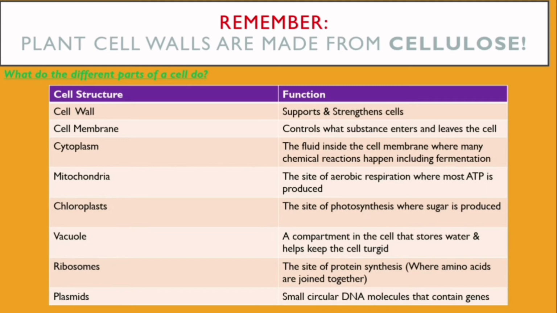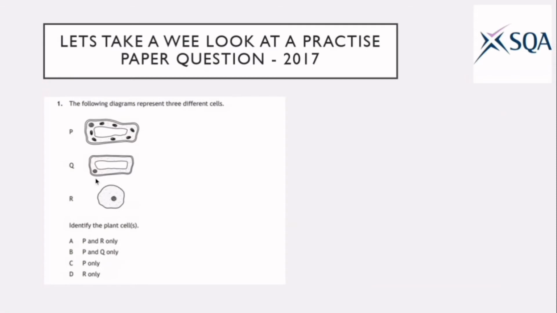The vacuole is a compartment in the cell that stores water and helps keep the cell turgid. Ribosomes are the site of protein synthesis. This is where amino acids are joined together. Plasmids are small circular DNA molecules that contain genes. Let's take a little look at a few practice paper questions. I've got 3 for us to have a look at. It's important when we do a practice paper that we read the question carefully and slowly so we know what it's asking us for.